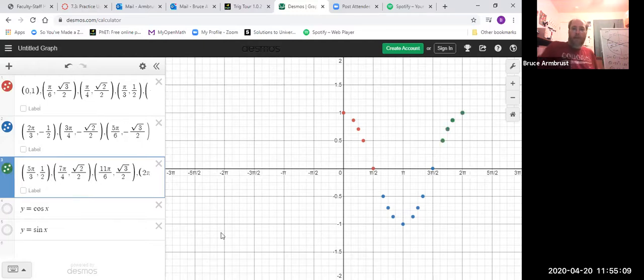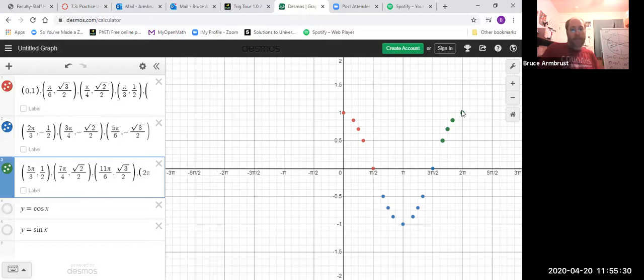And so what we now have is a graph of all of the dots for all of those special angles, right? So they started positive in the first quadrant, then they turned negative in the second and third quadrants, and then they went positive again in the fourth quadrant.